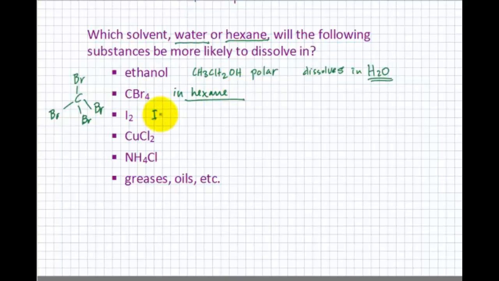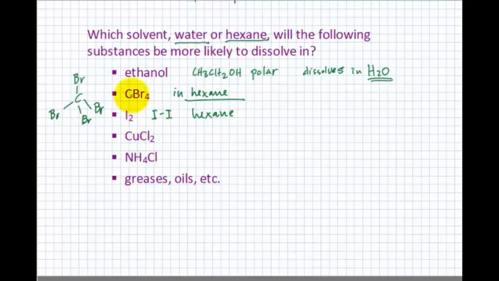I2 is a nonpolar molecule, right? Those 2 electrons are shared equally between the I and the other I there, so hexane will dissolve it. Pure iodine is a purple solid, and it's very insoluble in water, right? You put the little crystals in water, they'll just float down to the bottom and do nothing, but if you dropped it in hexane, they would dissolve almost instantly before they even got to the bottom.